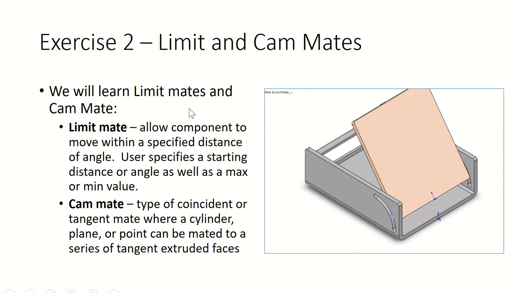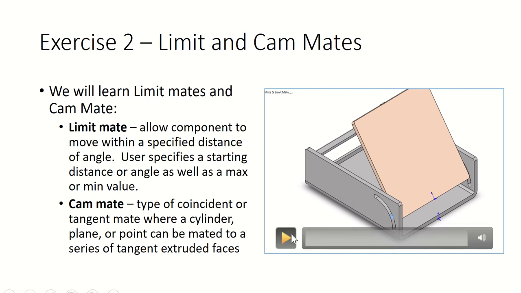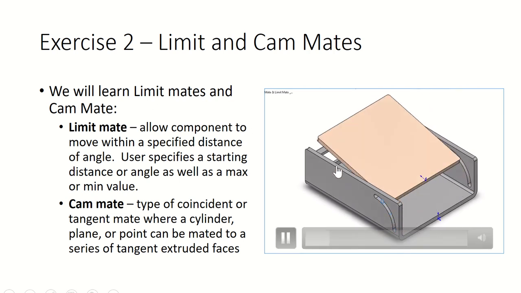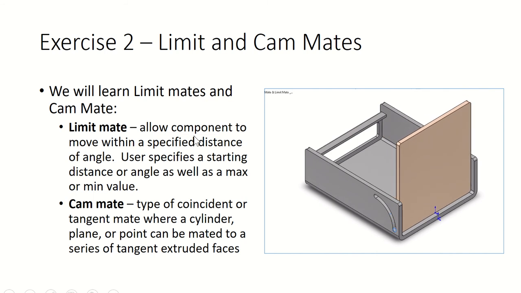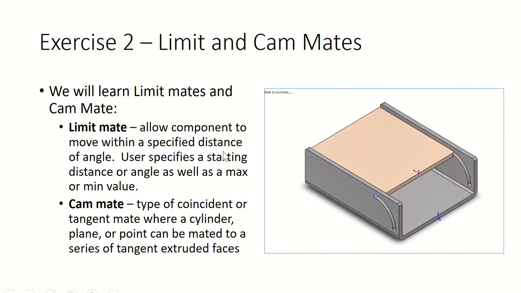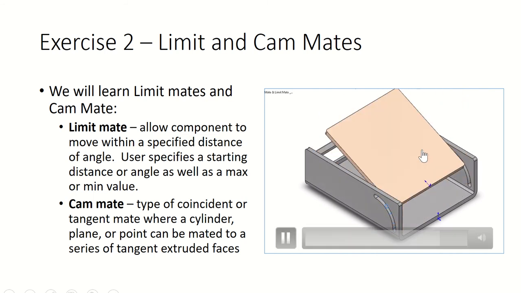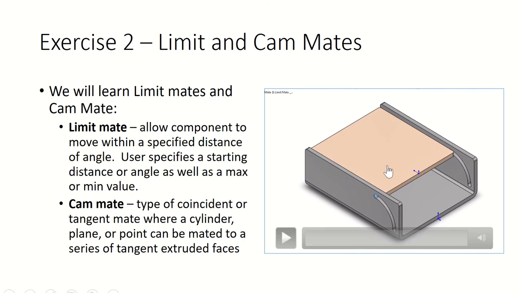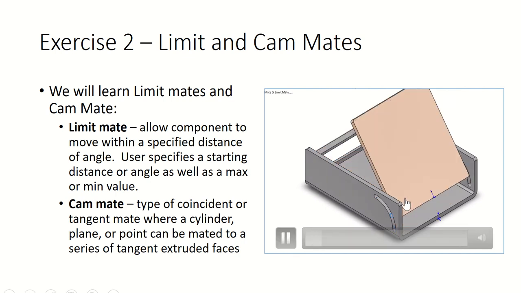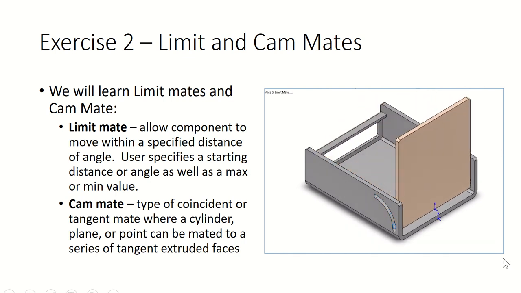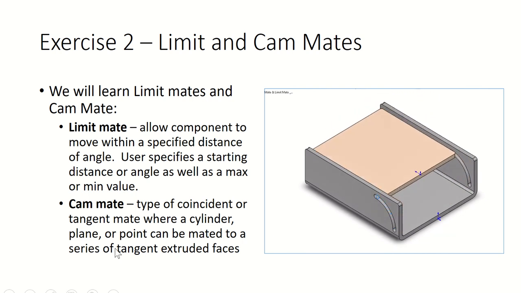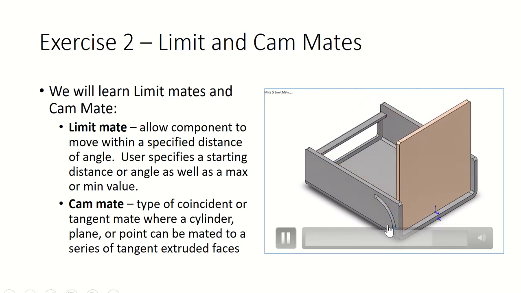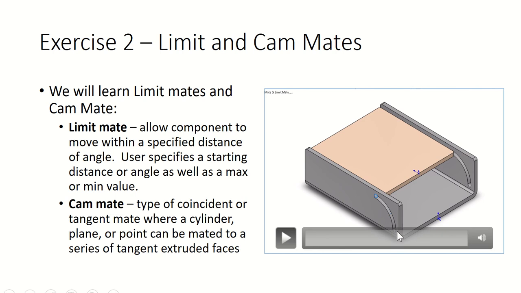Now we are going to use our exercise 2 example to learn to add limit mates and cam mates. Okay, so this is the example we're going to use. The limit mate allows the component to move within a specified distance or angle. So if you look at this piece right here, you can see that it's only going from this angle here to this angle. It's moving at 90 degrees. So it can't actually flip all the way over to 180 degrees. And then the cam mate will allow this pin right here to follow this slot right here.